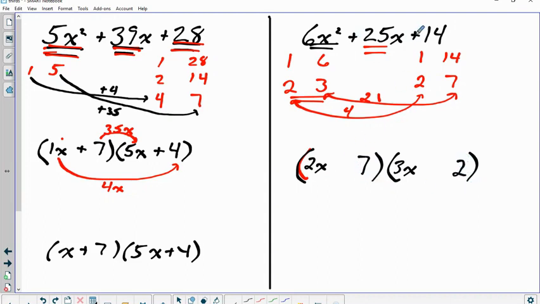And then let's just check our signs. Yeah, we want it to be a positive 21 and a positive 4, so that means that these both need to be positive, and those need to be positive. So that is our answer, 2x plus 7 times 3x plus 2.